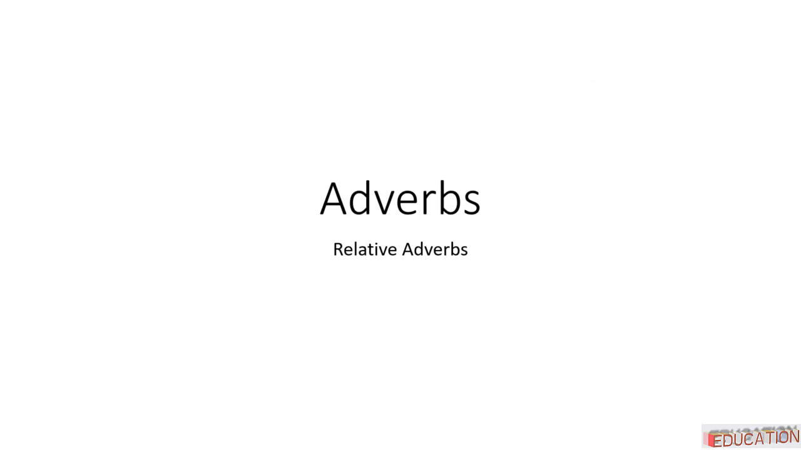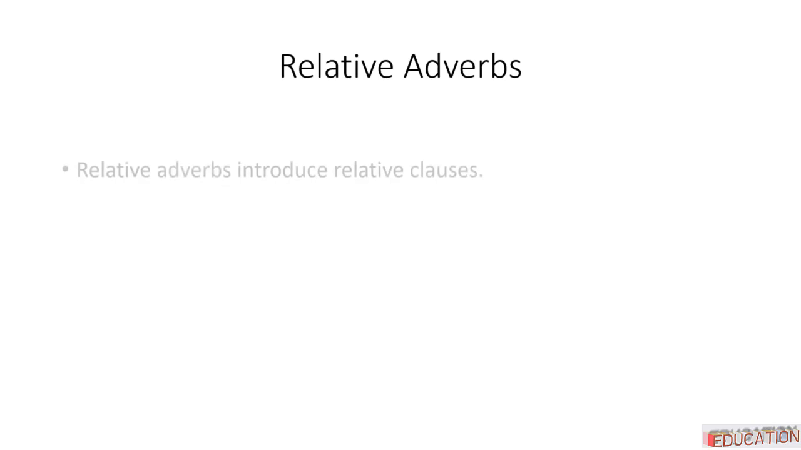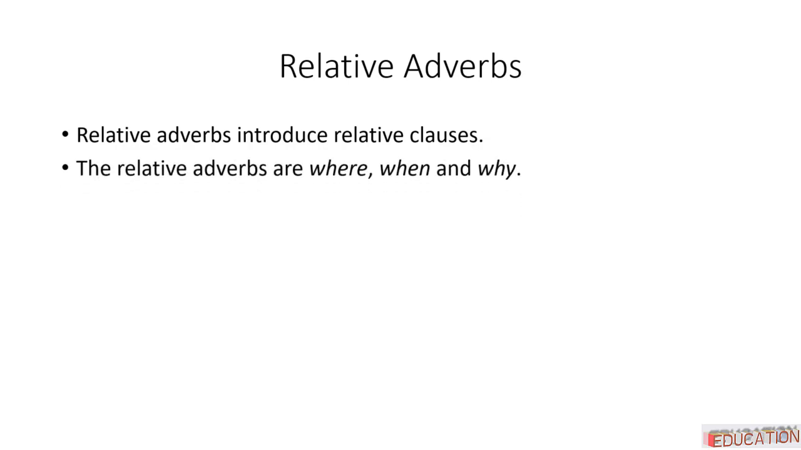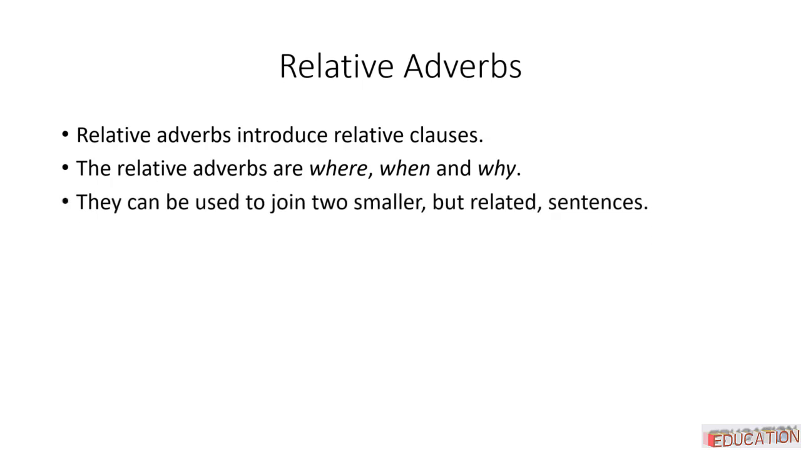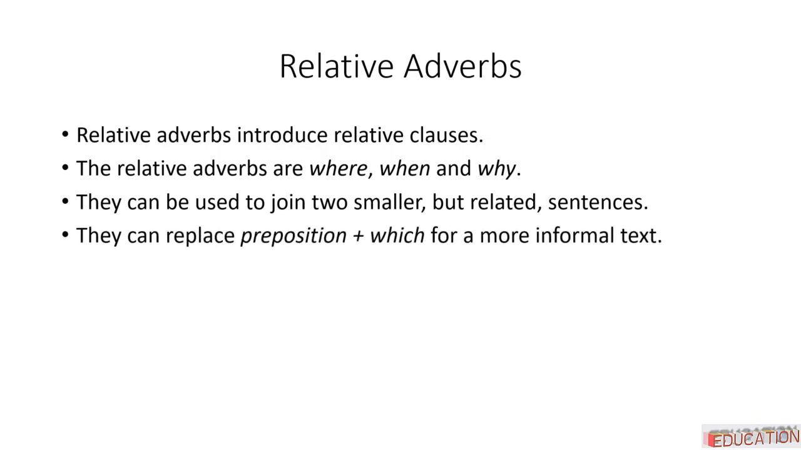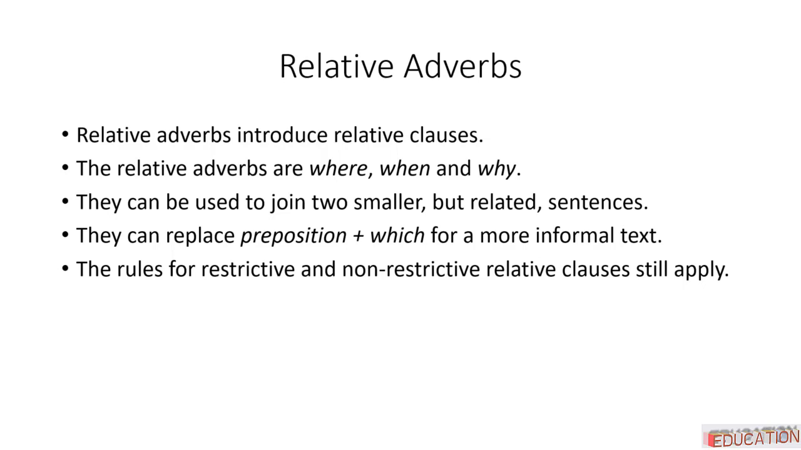This lesson is on relative adverbs. Relative adverbs introduce relative clauses, and the relative adverbs are where, when, and why. They're used to join two smaller but related sentences. And if you have formal text in which you get a preposition plus which, you can replace this with a relative adverb to make the text a bit more informal. And the rules for restrictive and non-restrictive relative clauses still apply here. Very important.